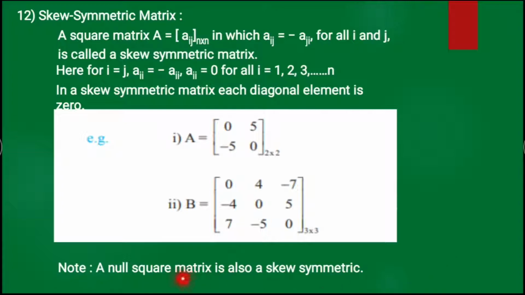Now see the note. A null square matrix is also skew symmetric. So this null square matrix is an example of both a symmetric as well as a skew symmetric matrix.